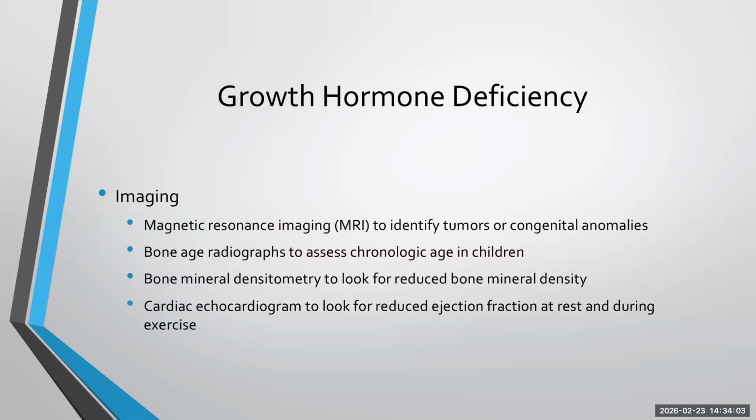Imaging, get an MRI to look for tumors, anything congenital. Do your bone scans to see how the bone age is doing. You can do bone mineral density and do a cardiac echo to see how their ejection fraction is doing.